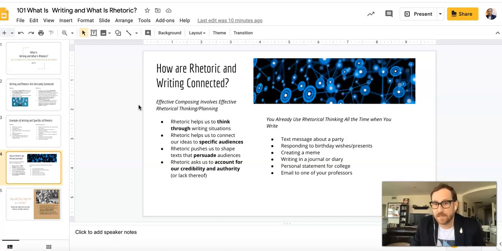And it's specifically thinking about how rhetoric asks you to account for your credibility or authority or lack thereof. You might feel as freshmen you don't have a lot of authority to make arguments about things or to put your ideas forth. That's not necessarily a bad thing if you just account for your lack of experience with something. Just noting something like that often helps to persuade audiences to listen to your ideas.